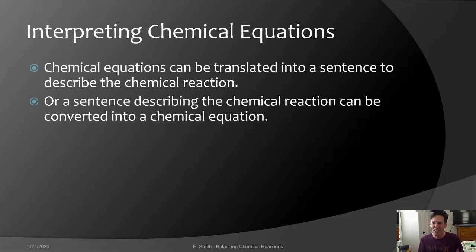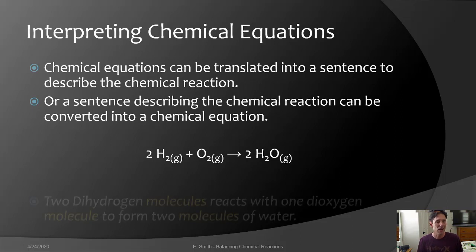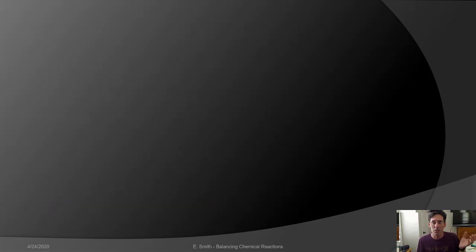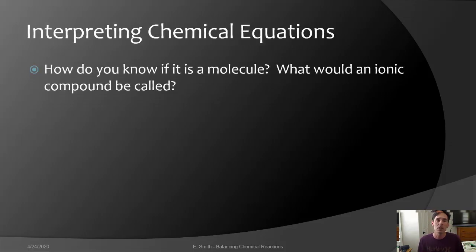I'm not going to have you do that, but I do need you to be able to recognize that when you're given something like hydrogen reacting with oxygen to form water, we can specifically point out that two dihydrogen molecules react with one dioxygen molecule to form two molecules of water. Why am I saying molecules? Because that is the smallest component. They're bonded covalently, and therefore they are considered to be molecules. So you do need to know whether something is a molecule or an ionic compound and what it would be called.